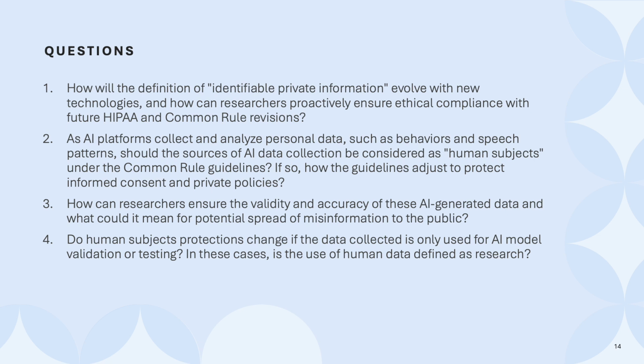Number 3, how can researchers ensure the validity and accuracy of these AI-generated data, and what could it mean for the potential spread of misinformation to the public? Number 4, do human subjects protections change if the data collected is only used for AI model validation or testing? In these cases, is the use of human data defined as research?